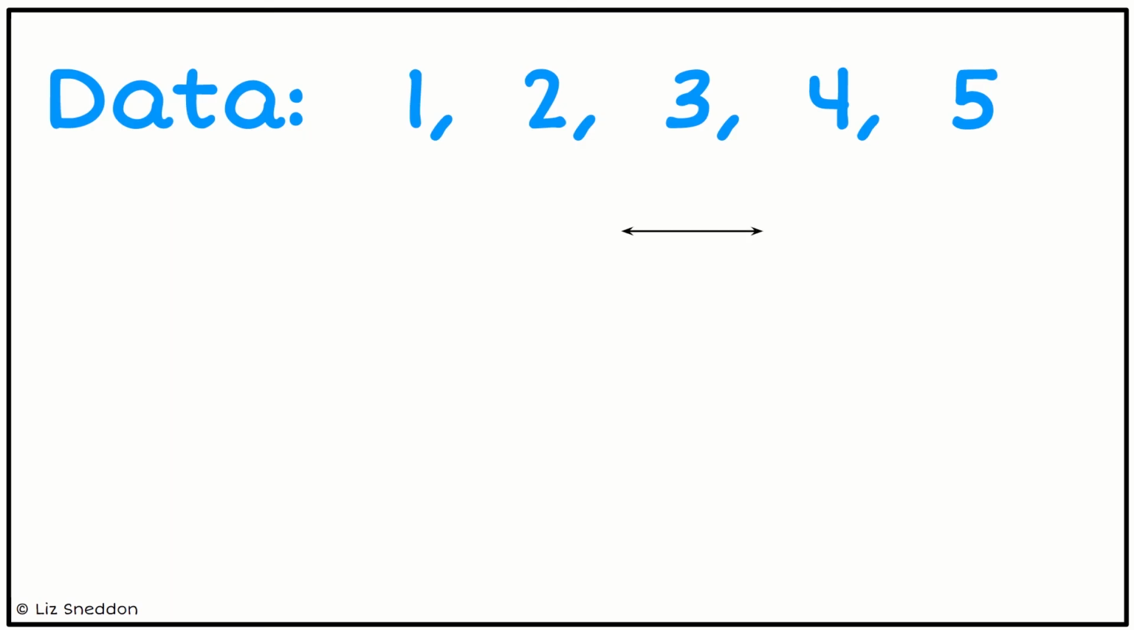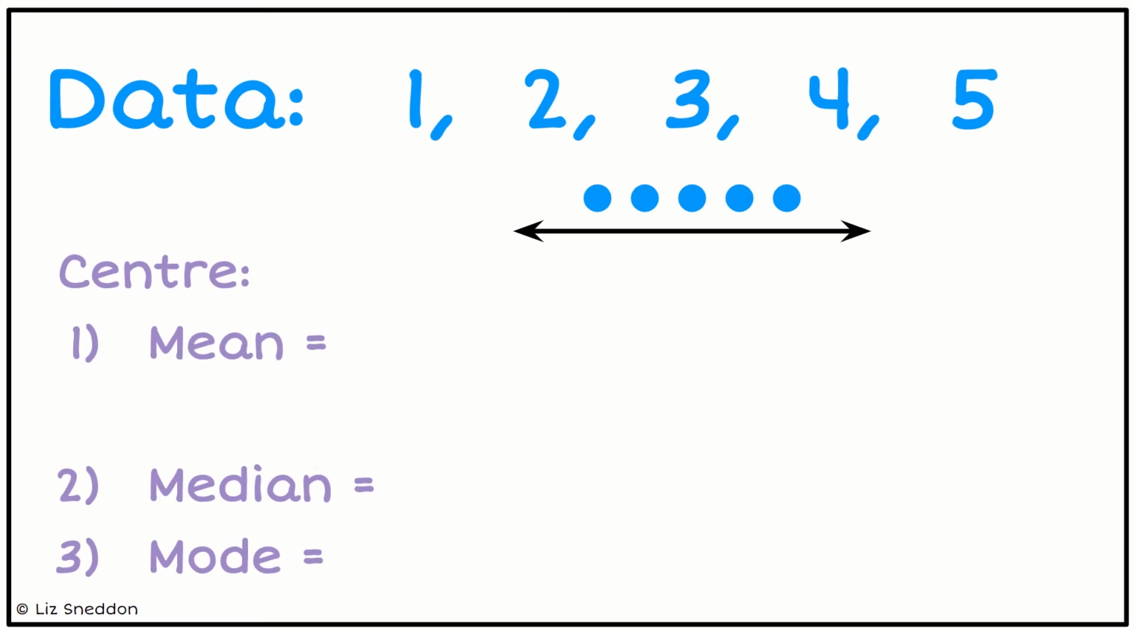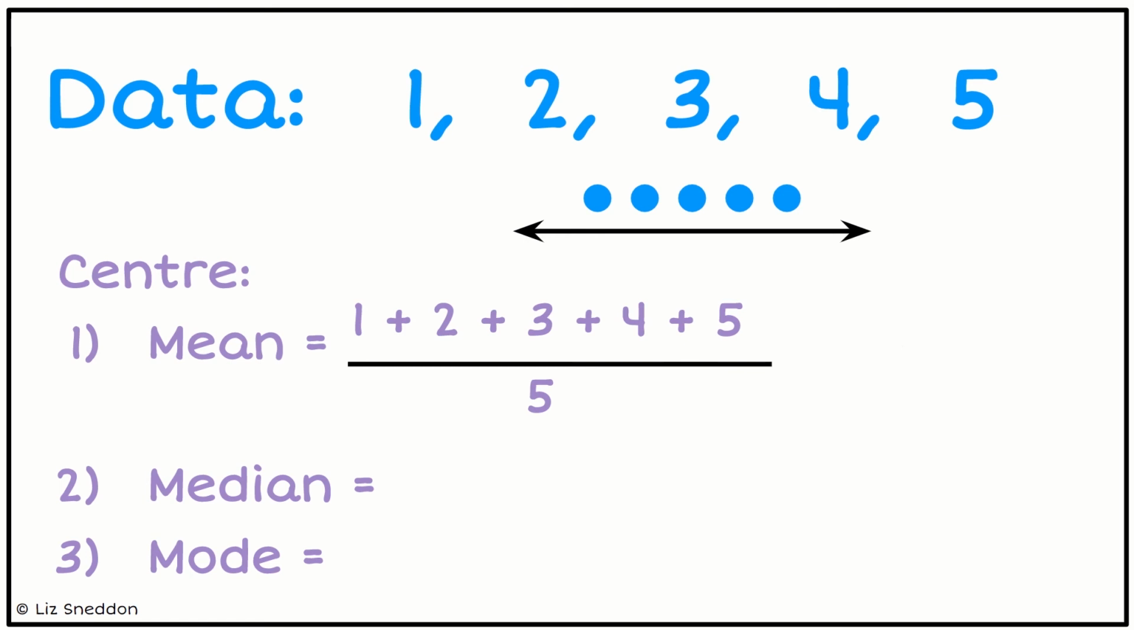If I have these data values here, 1, 2, 3, 4, 5, I'm just going to draw them very roughly on a graph, and you can see there, pretty straight. So let's calculate our centres: mean, median and mode. So mean, add up all the values, 1, 2, 3, 4, 5, divide by how many data values I have, which is 5, and that gives us a mean of 3. Our median is the number in the middle, which is 3. So you can see both the mean and the median are exactly the same for this set of data.